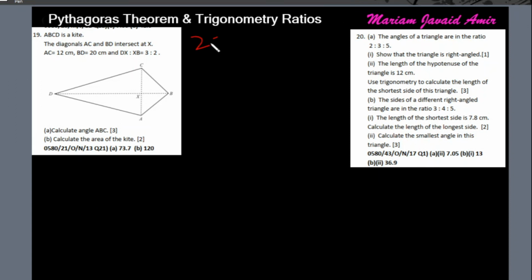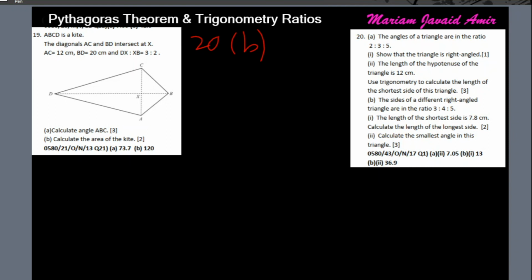So 20B. The sides of a different right angle triangle are in the ratio 3 to 4 to 5. The length of the shortest side is 7.8. Calculate the length of the longest side. Alright, so again, we have a right angle triangle.